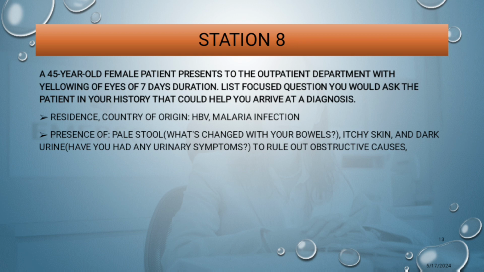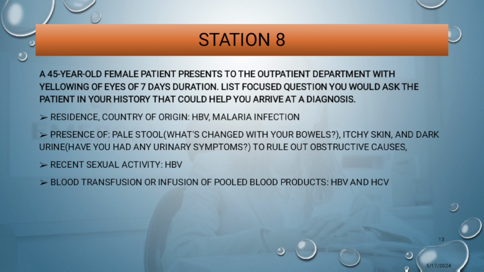Okay. Then after that, you can ask about any recent sexual activity. Even ask whether the patient is homosexual or not. It's a very good question. Then any blood transfusion or infusion of blood products, so still the same hepatitis B and C viruses. We just want to see if they may have any hepatitis. In short, ask about alcohol consumption: the type, amount, and frequency of the same.